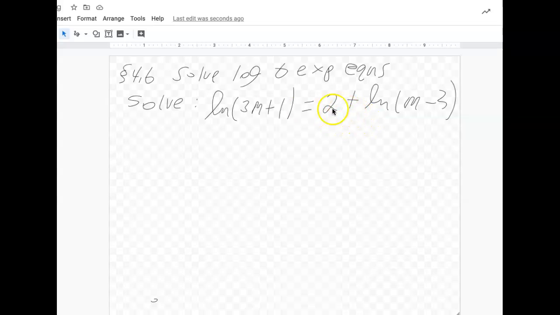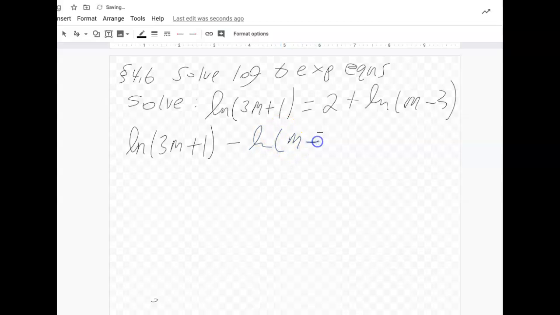So to begin with this problem, we're going to subtract natural log m minus 3 to both sides. We'll end up with natural log of 3m plus 1 minus natural log of m minus 3 equaling 2. And when we're solving logarithmic equations, we want to write these as single logs. If you have multiple logs on one side, condense them into a single log.